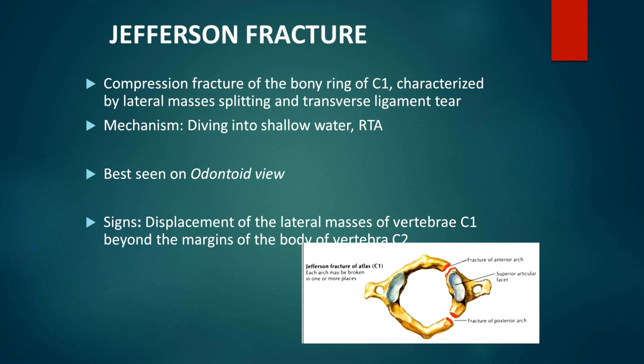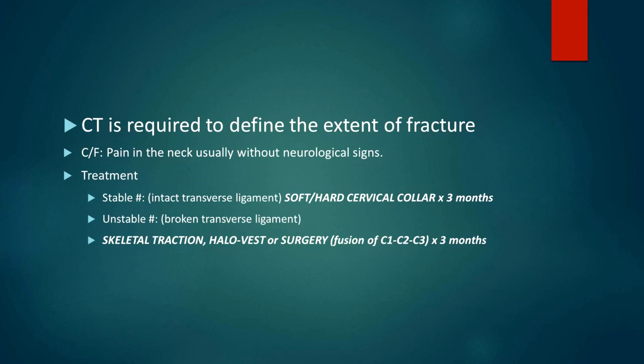However, I'll preface this lecture by saying most of the time, if you're concerned about C-spine injury, the gold standard now is CT of the cervical spine. So a lot of the cervical plain films are going away, and you will get a CT for any concern of actual cervical spine pathology. Again, signs: displacement of the lateral masses of the vertebra C1 beyond the margins of the body of vertebra C2. CT is required to define the extent of that injury.